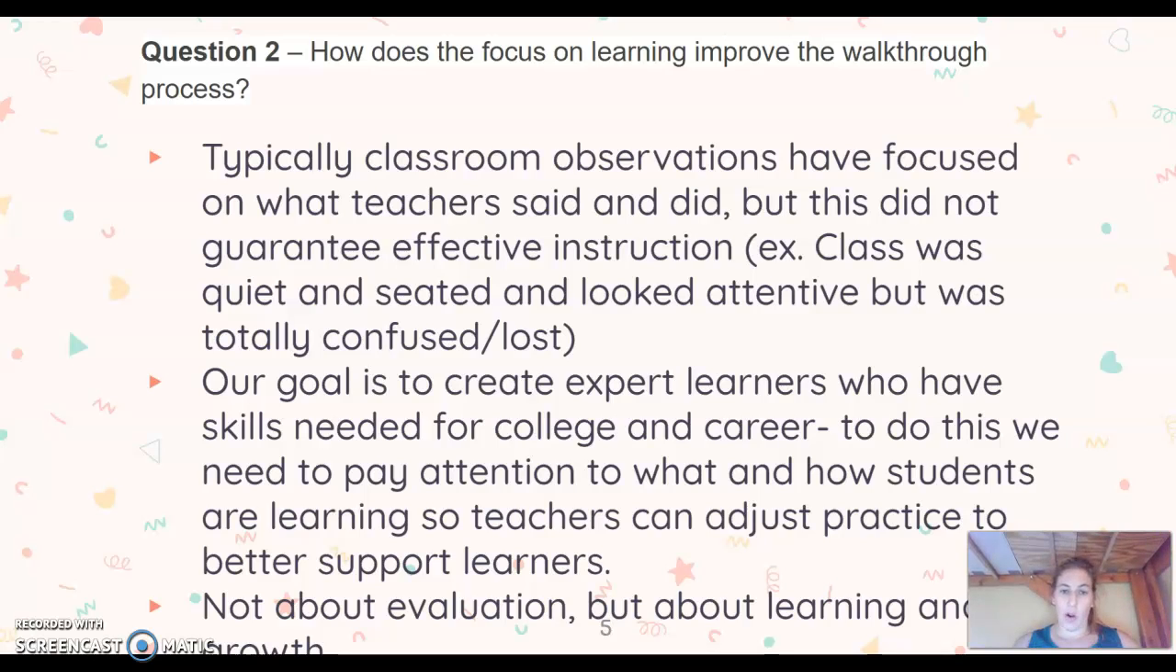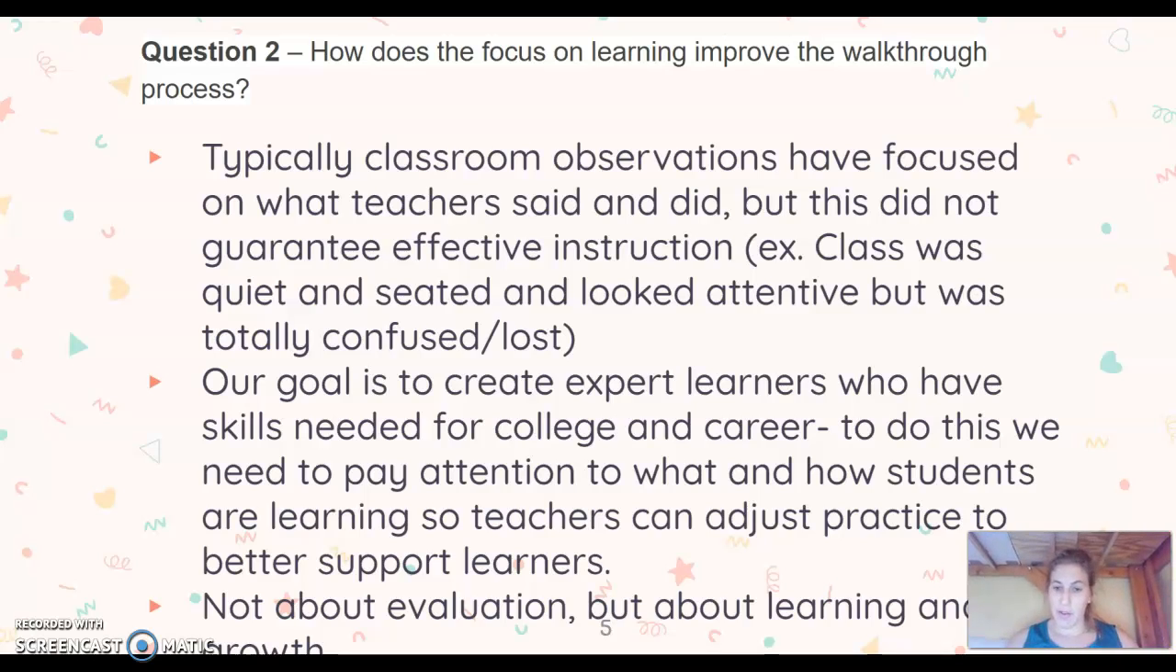And again, our goal is to create expert learners who have the skills that they need for college and career. And to do this, we need to pay attention to what and how students are learning, so teachers can adjust their practice to better support their students. And again, to create those expert learners, we need students to have agency. We need them to know what they're supposed to learn. That increases motivation. We need them to know the path to get there. We need them to know where they are on the path. That's that self-assessment. So in order for students to have that agency, and be able to take control of their own learning, this process really helps focus in on that.